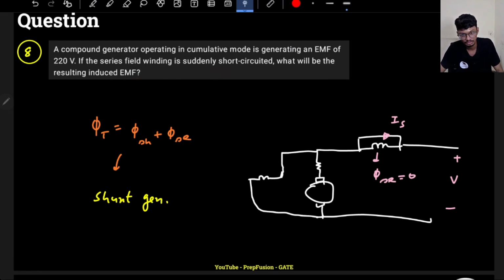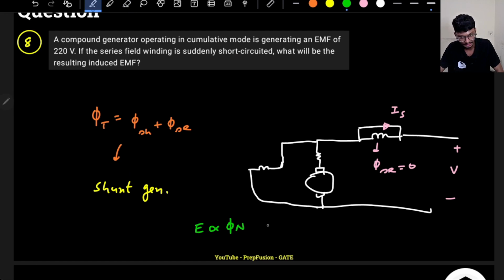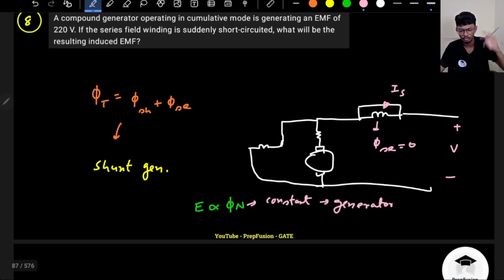What will be the resulting induced EMF? That is what they're asking. Actually here I cannot directly say, because information such as speed is not given, so the question is not complete. But what I can say surely is that my E is proportional to flux and speed, and as it is a generator, the speed will be constant, because I rotate the prime mover at some constant speed.